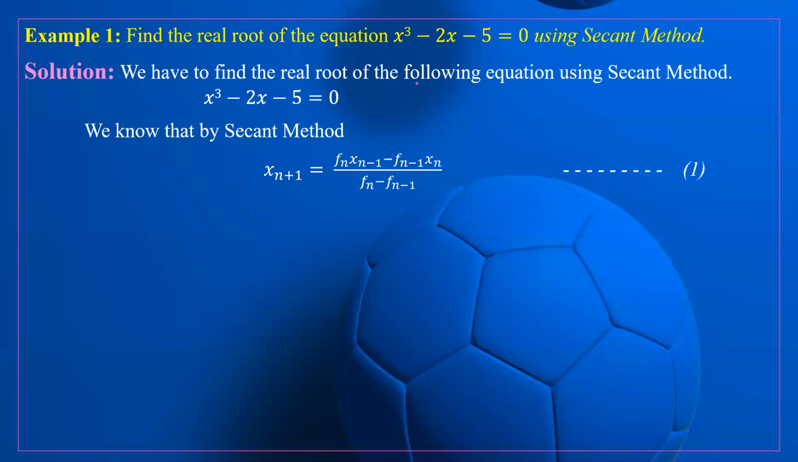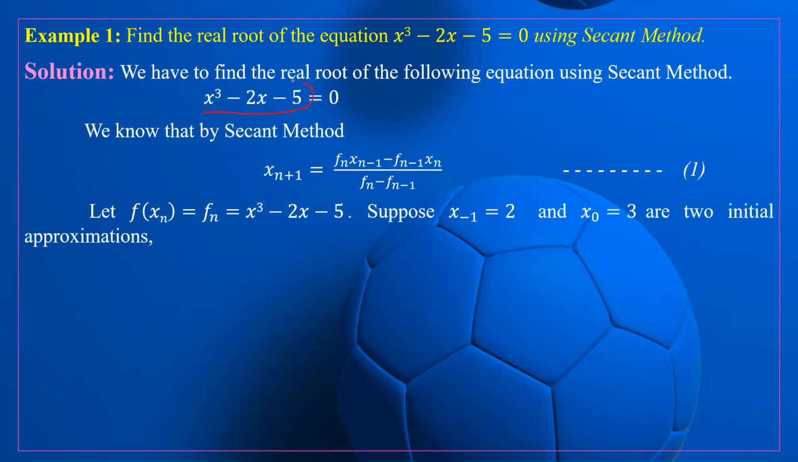Let f of x n be denoted by f n. This is equal to x cube minus 2x minus 5. Suppose the first approximations are x minus 1 equal to 2 and x0 equal to 3. How are we taking these? We are independent over here.